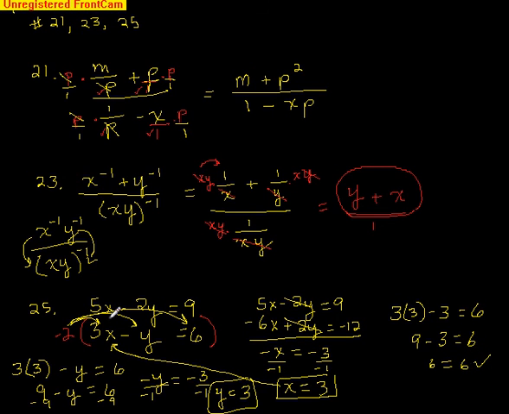If you want to be even more sure, you can put it up here. So we would get 15. 5 times 3 is 15. Minus 2 times 3 is 6. Equals 9. That's also true.